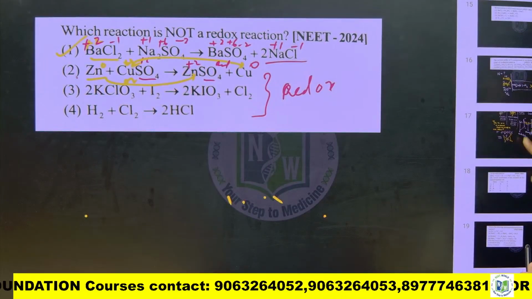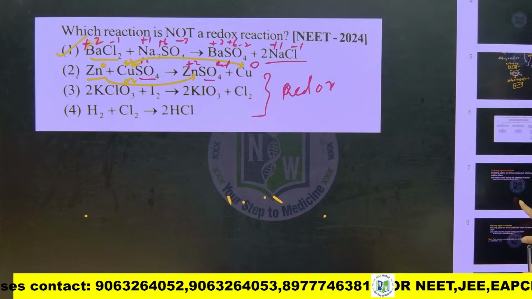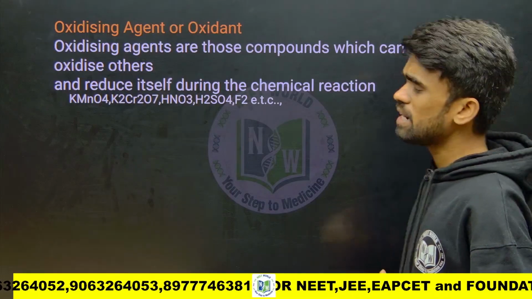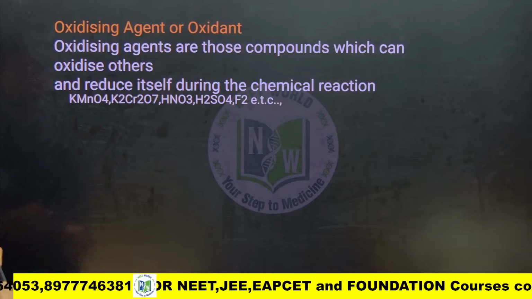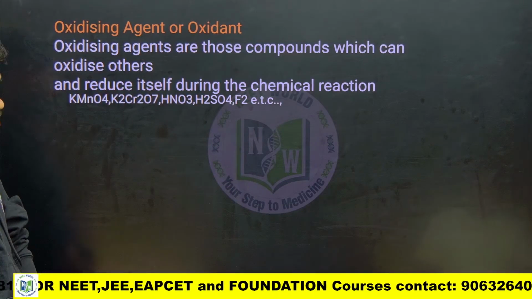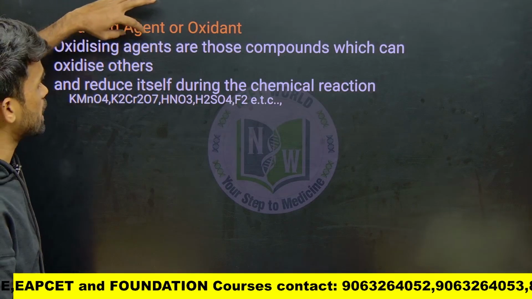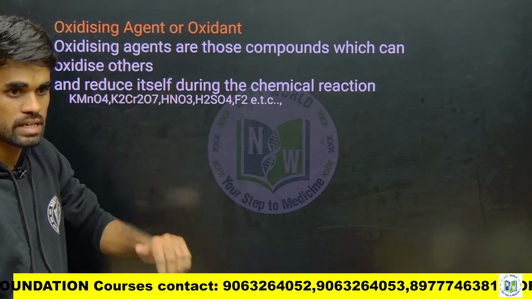Now let us understand the concept of oxidizing agent and reducing agent. So what is an oxidizing agent? What is a reducing agent? The agent which reduces itself is called an oxidizing agent, and the agent which oxidizes itself is called a reducing agent. Oxidizing agents are those compounds which can oxidize others and reduce themselves.